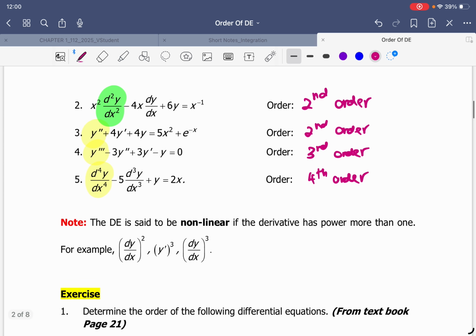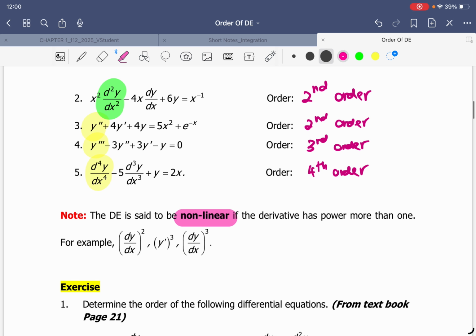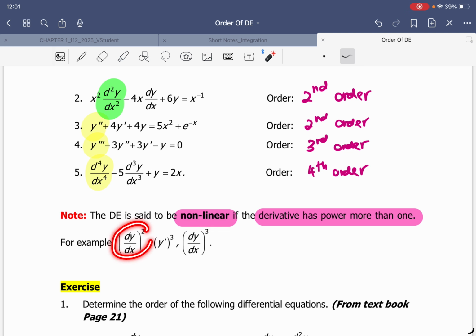Next, you will learn how to determine whether the given equation is linear or non-linear. The differential equation is said to be non-linear if the derivative has a power more than 1. What I mean by the derivative having a power is that for the derivative dy over dx, you have a power outside the derivative. For example, dy over dx, the whole thing with the power of 2, y prime with the power of 3, dy over dx with the power of 3. So this differential equation will become non-linear if the derivative has a power.